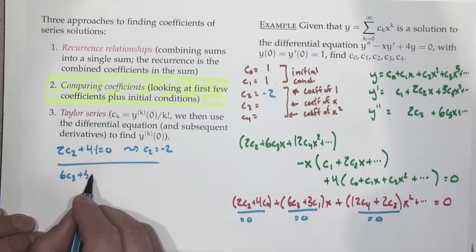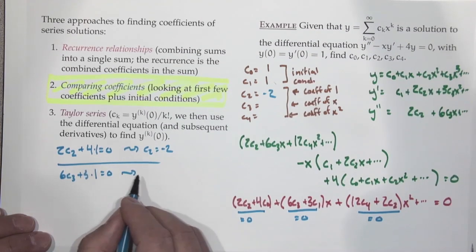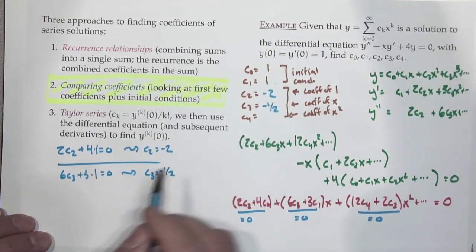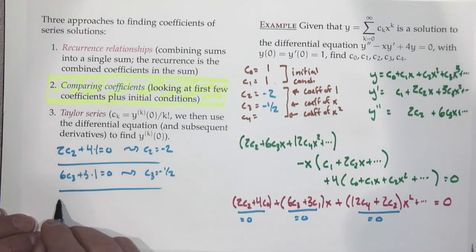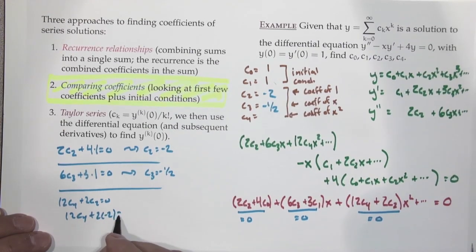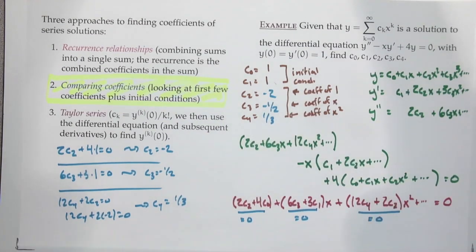6c3 plus 3 times c1. That's 3 times 1 equals 0. And we solve c3 equals minus a half. It's not surprising that we're getting the same answers. 12c4 plus 2c2 equals 0. Well, this says 12c4 plus 2 times minus 2 equals 0. So what does that say about c4? 1/3.